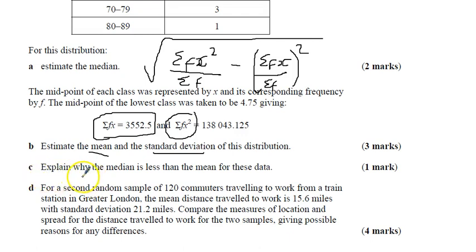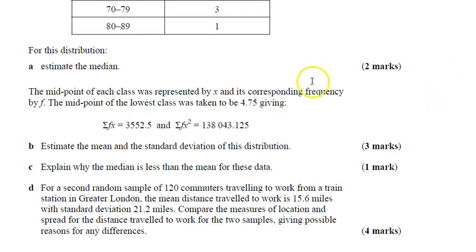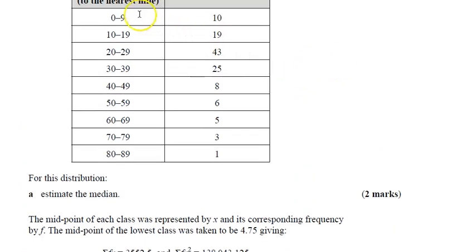Explain why the median is less than the mean for these data. Well, I won't say too much about this, but what you want to do is look up at the table. Remember, the median is halfway through the number of people, and the mean is taking into account everybody's data. When there are extreme values, either very large values or very small values, just one or two very large or small values, then that will drag the mean a lot, whereas it won't drag the median. So just think about where's your median and what are these values going to do to the mean, and that should be pretty straightforward.